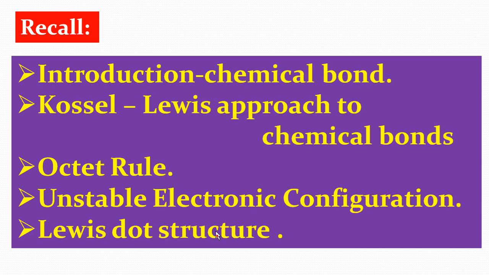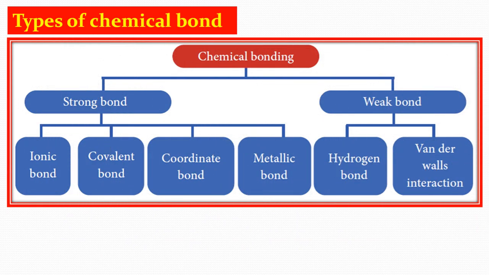Now let us recall what you learnt in the previous classes: introduction of chemical bond, the Kossel-Lewis approach to chemical bonds, octet rule, unstable electronic configuration, and Lewis dot structure. And in this class, we are going to see the topic, the types of chemical bond.